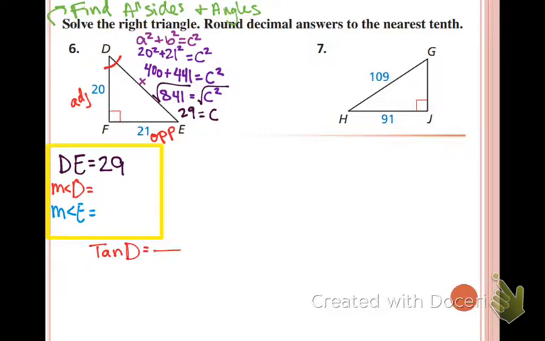Tangent of D will equal the opposite, which is 21, over the adjacent, which is 20. So I'm looking for an angle. How do I get rid of tangent if I'm looking for angle D? The inverse. So shift tangent, inverse of tangent of 21 over 20. We are rounding to the nearest tenth like the directions said. 46.4.